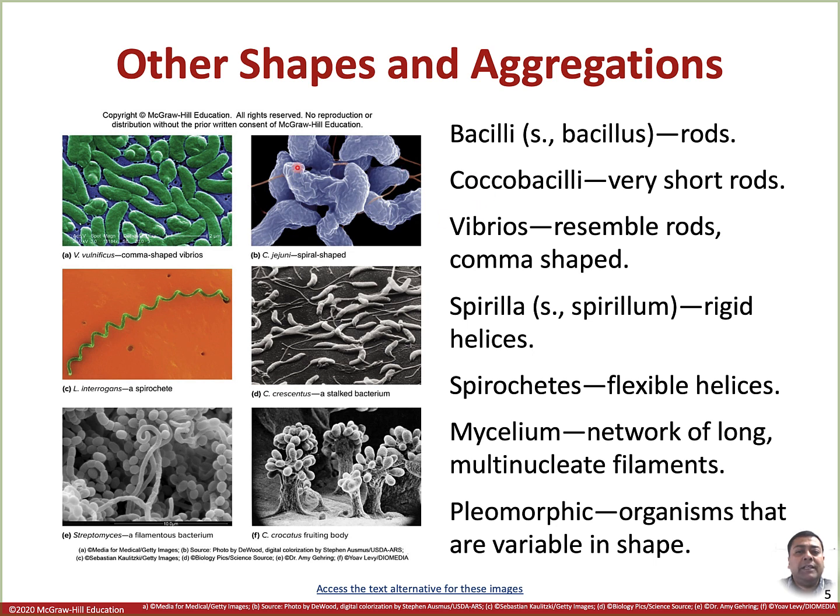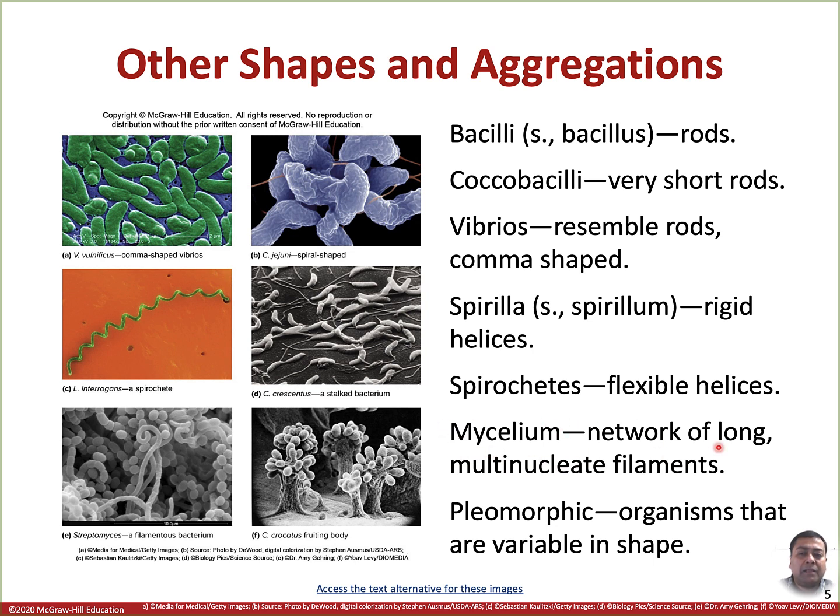On the other hand, these are the rigid helices. The mycelium is a network of long multinucleate filaments. Each filament is known as a hypha, or hyphae, plural. When there is a mass of these, you can call it a mycelium. So each filament is called a hypha, and these hyphae all together form a mycelium. This word is very common in fungi, and we will talk about that when we discuss fungi.